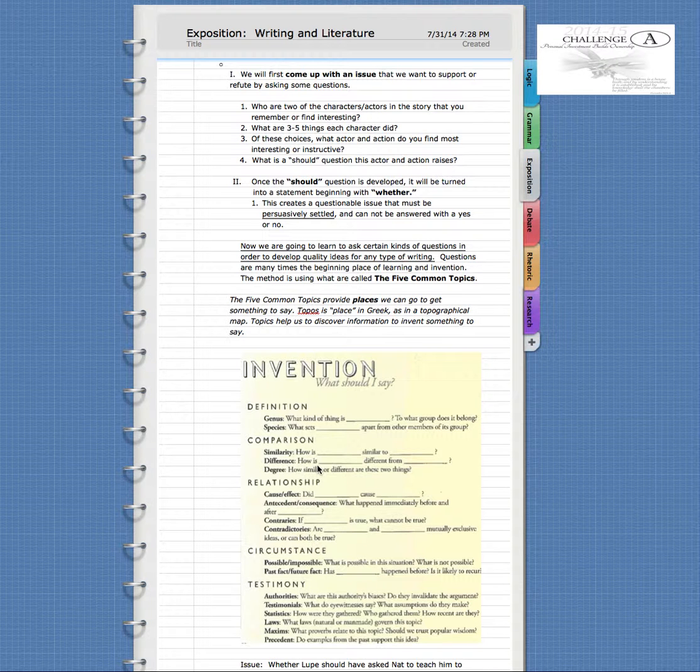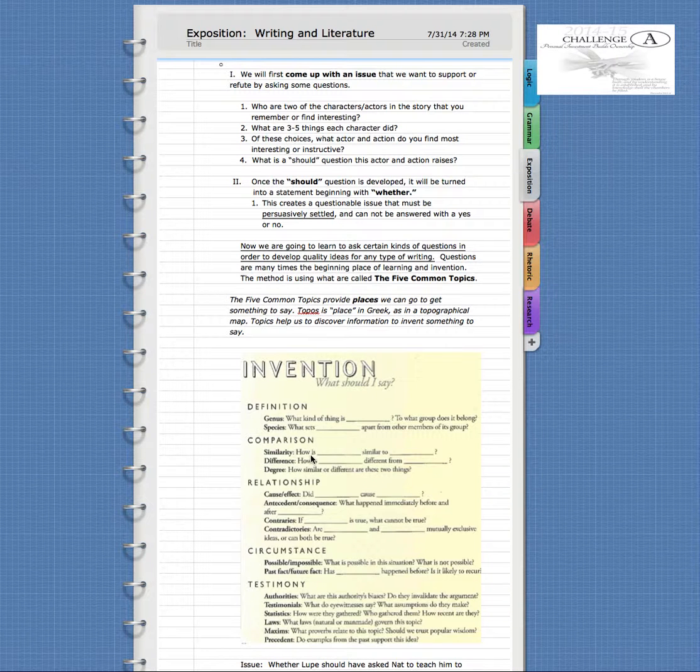Within these 5 categories, we can ask ourselves certain questions, like what is the definition of a term that's in your issue. For example, I'm doing the issue whether Lupe should have asked Nathaniel Bowditch to teach him navigation. So a definition question might be who is Nathaniel, or what is navigation? And when you start explaining navigation, you might say, okay, there's some math involved with that. And in Lupe's case, he didn't have very many math skills, and so forth. So you can be defining terms within your issue.